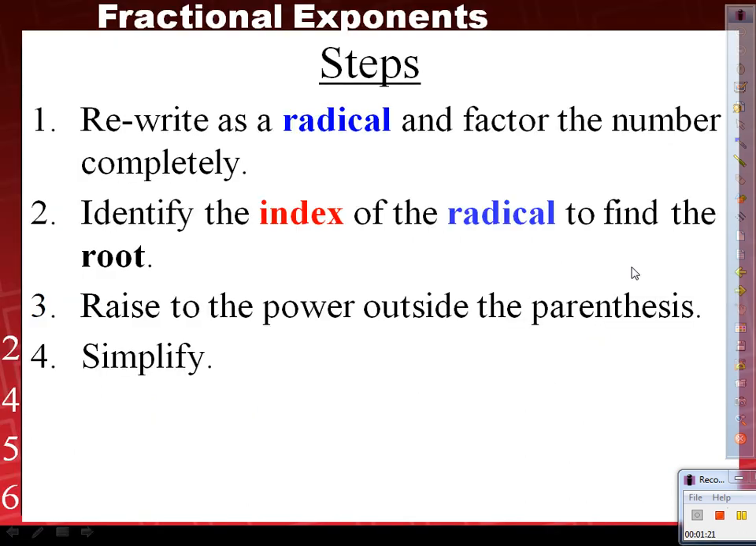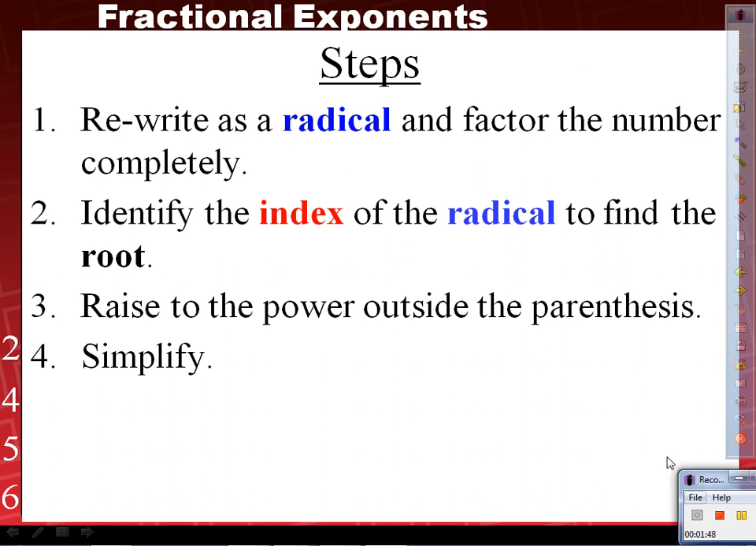Write these steps down underneath your Frayer model. Step number 1, it says rewrite as a radical and factor the number completely. Step 2, identify the index and the radical to find the root. Step 3, raise to the power outside the parenthesis. And step 4, simplify. Copy that. If you have your colored pens, use your colored pens, please.